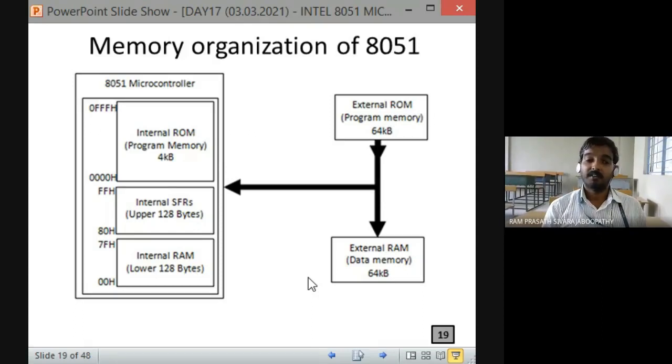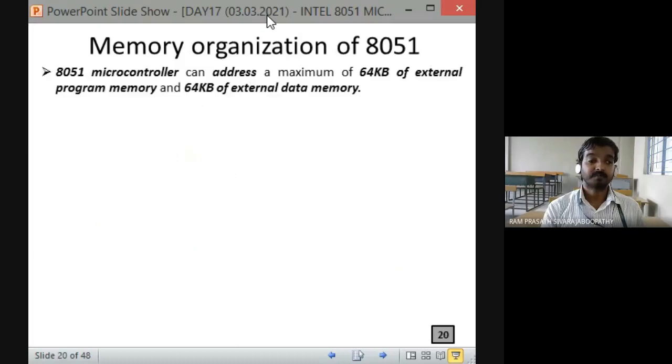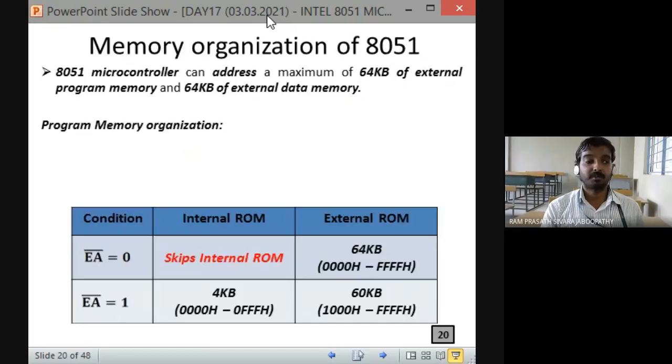When you are going for advanced microcontrollers, they prefer pure Harvard architecture. What does pure Harvard architecture mean? You should have separate program memory, separate data memory, a separate bus for accessing the program, and a separate bus for accessing the data. That we call pure Harvard architecture. In the Intel 8051 microcontroller, they implemented mixed Harvard architecture. So the 8051 can address a maximum of 64 KB of external program memory and 64 KB of external data memory.